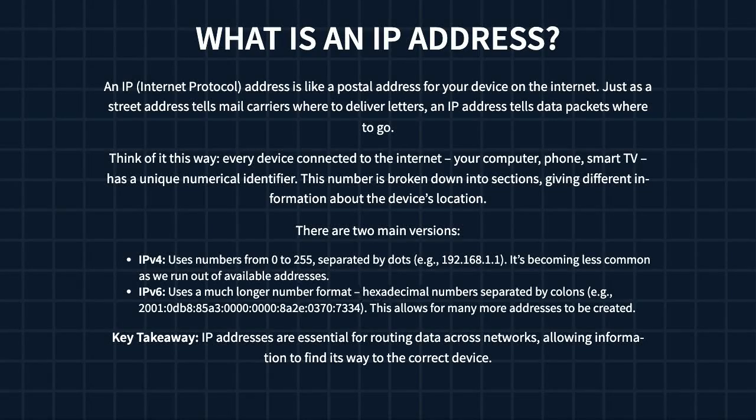Okay, let's talk about IP addresses. Basically, they're like your computer's mailing address on the internet. Every device that connects, phones, laptops, even your smart fridge, needs one. It's a unique number that tells data where to send itself. We have two main types, IPv4 and IPv6. IPv4 uses numbers from 0 to 255 separated by dots, like 192.168.1.1. And IPv6 is the newer version, using longer hexadecimal numbers. The point is, without an IP address, data packets wouldn't know where to go. They're fundamental to how the internet works.